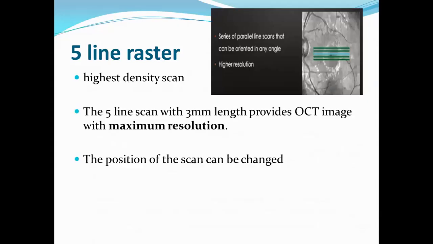So coming on to some scan protocols. Scan protocols are important ones, I'm telling you. One is your 5-line raster scan. This is the highest density scan. And with a 5-line scan, when we decrease the length of the scan, for example to 3 millimeters, it gives the maximum resolution. So even very minute structures can be picked up with the raster scan. And with this raster scan, the position can be changed. It can be angled in different directions.